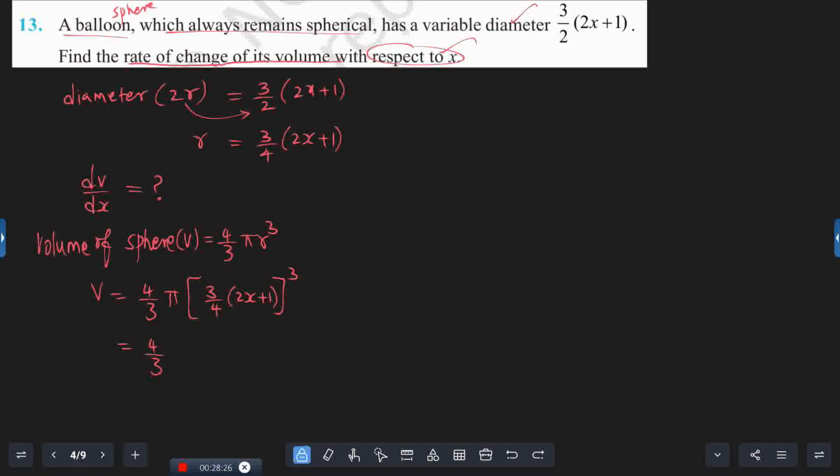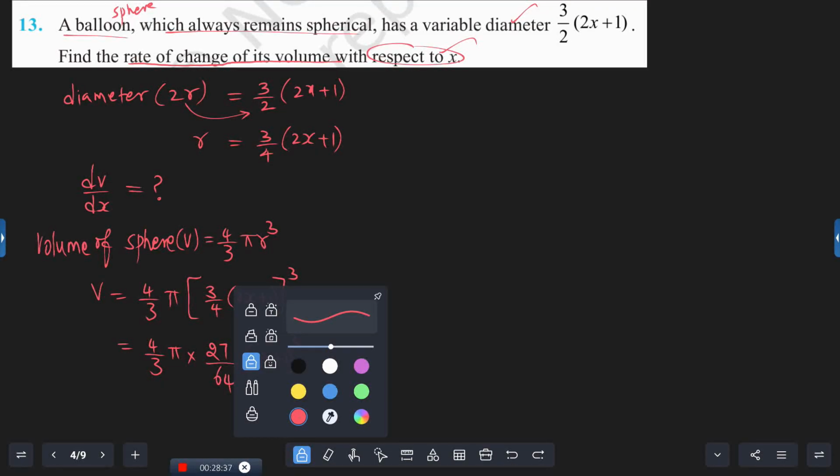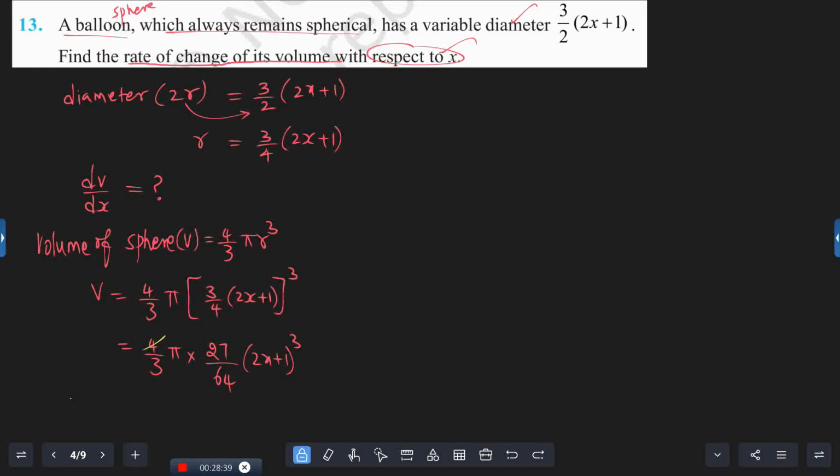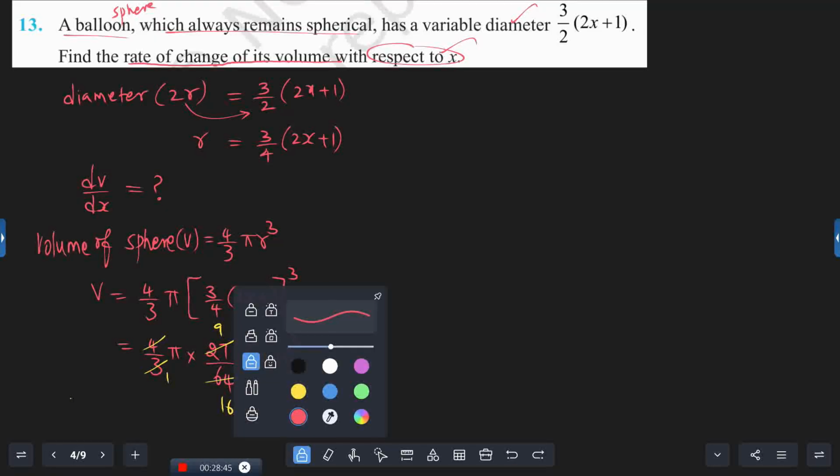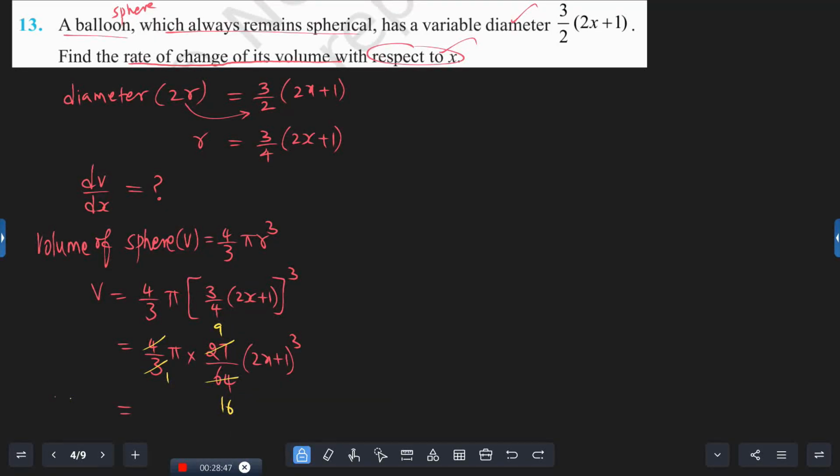4 divided by 3 pi, multiply 3 cube is 27, 4 cube is 64, into 2x plus 1 whole cube. The cube is common for all the terms we have. So 1 4s are how many 4s? 16 times. 1 3s are how many times? 9 times. Now you can write the remaining. So 9 by 16 pi into 2x plus 1 whole power 3. This is the volume. Now you differentiate.